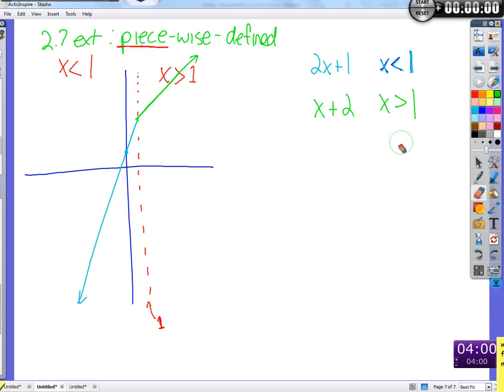I could even do something really weird looking and say, just use 5 when x is equal to 1. So it's going to be like three pieces: less than 1, more than 1, and right at 1, differently. So go to 1 and go up to, what's this, 1, 2, 3, 4, 5.